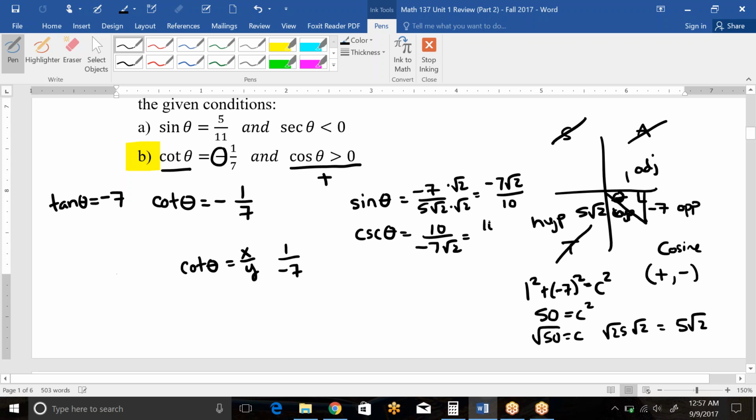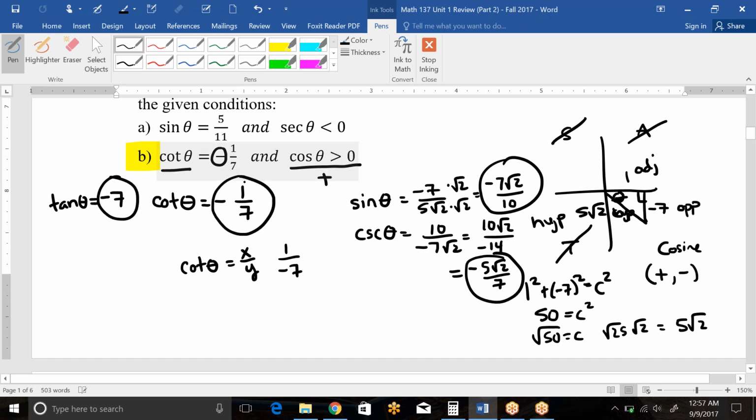Rationalize again, and then it reduces because you get a 14 in the bottom. That's going to be -5 square root of 2 over 7. Now I would have been better off to flip this original part right here, because that would have kept me from rationalizing that. So this is my sine, this is my cosecant, here's my tangent, here's my cotangent.